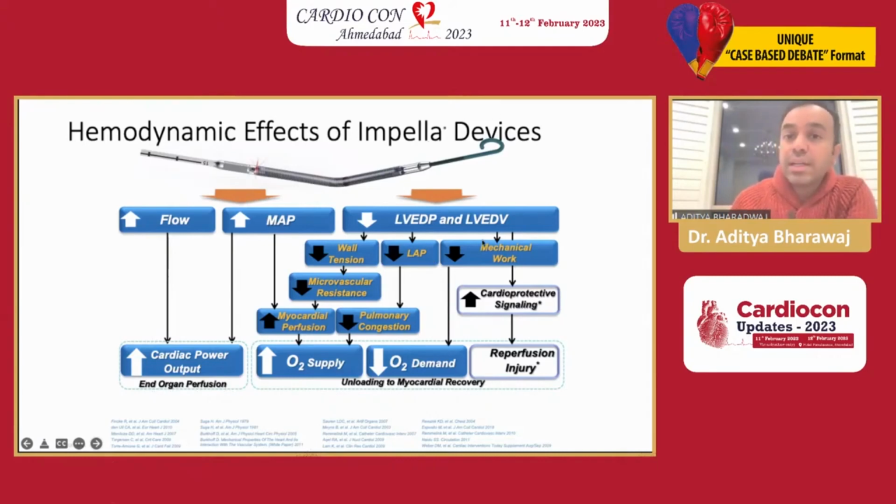But more importantly, something that is quite unique to Impella, which no other device does, is it draws blood from the left ventricle and expels it into the aorta. So by that action, it decreases the left ventricular end diastolic pressure and end diastolic volume, which has a lot of beneficial effects. So decrease in LVEDP and LVEDV result in decreased wall tension, which causes decreased microvascular resistance, which in turn increases myocardial perfusion and decreases pulmonary congestion, both of which increase the oxygen supply to the myocardium.